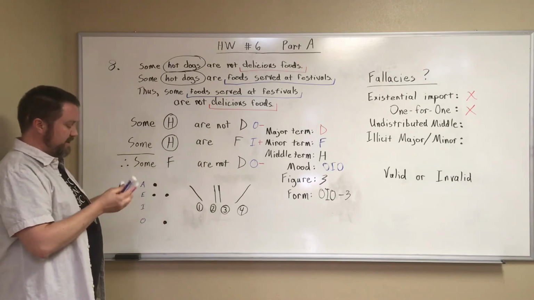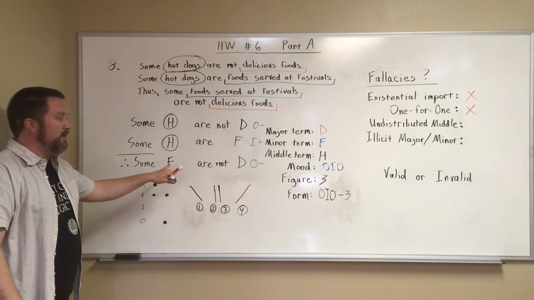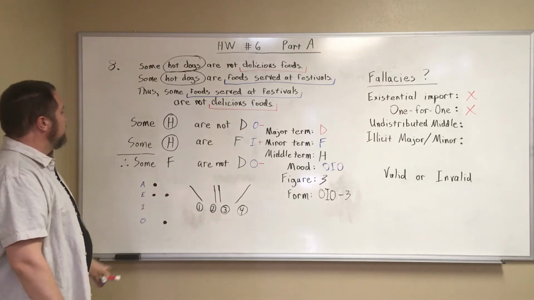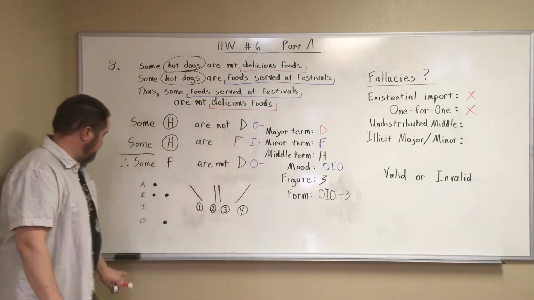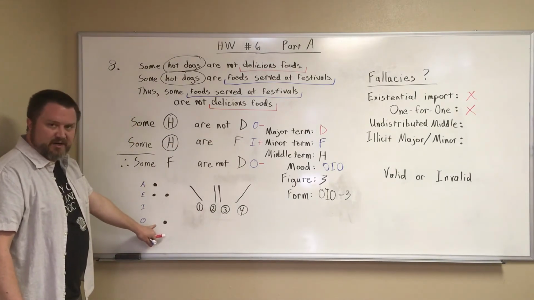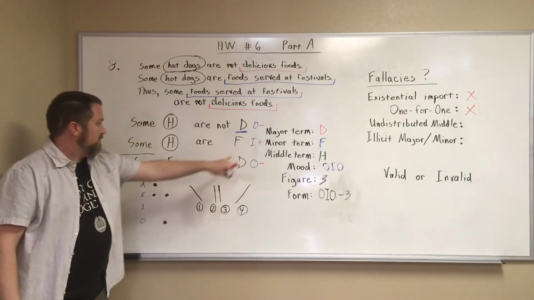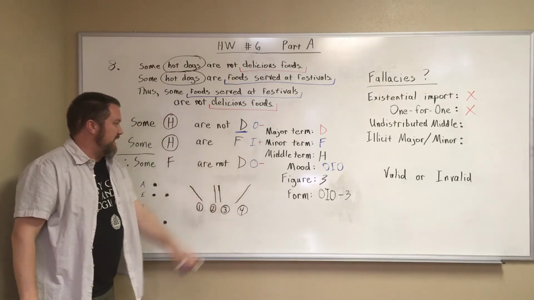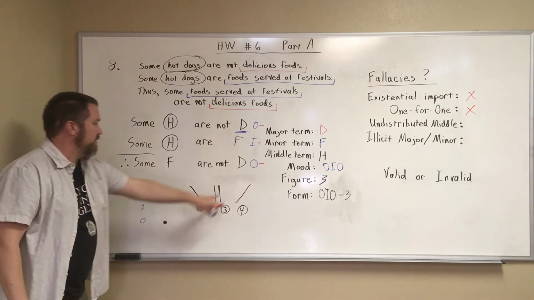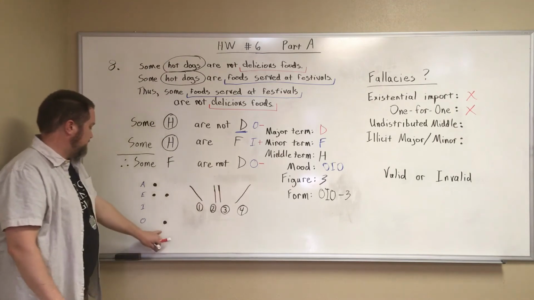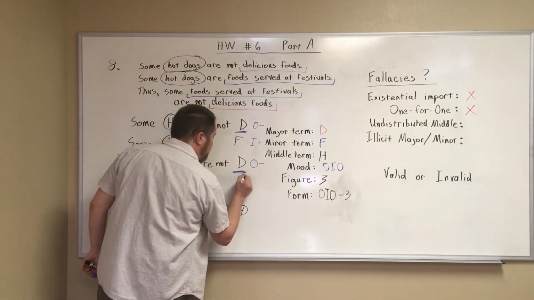Next one is distribution. Let's underline all of the distributed terms in each statement. So again, let's look down here. The first one is a no statement, so the second term is going to be distributed. The second statement is an I statement. Nothing is distributed, so we don't underline anything. O again, the second term is going to be distributed. So let's underline the D.